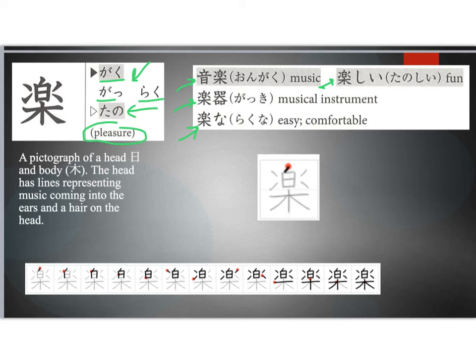I think of this as a pictograph of a head. So this is the head with perhaps one hair on it. And then you have the body here, right? And then here where the ears are, you have these little strokes that basically indicate somebody listening to music. And here is the stroke order. This is rather small over here, but it's ichi, ni, san, shi, go, roku, shichi, hachi, kyu, ju, juichi, juni, jusan.